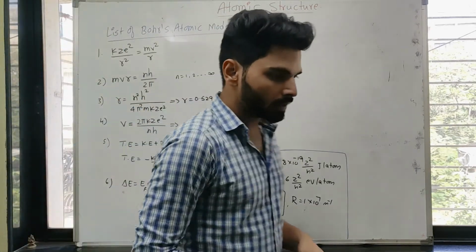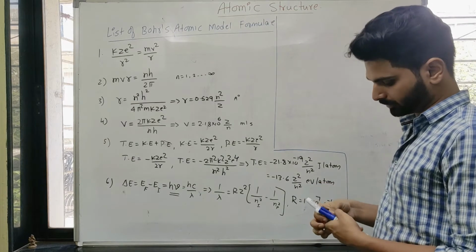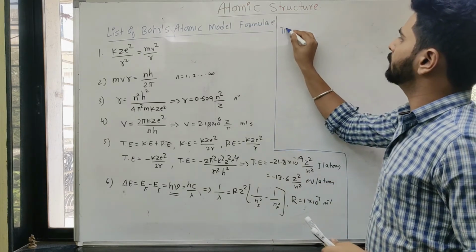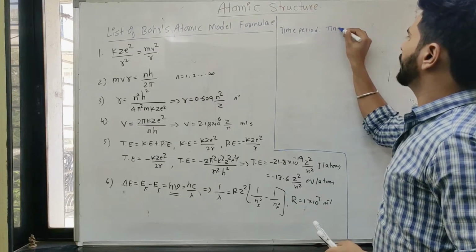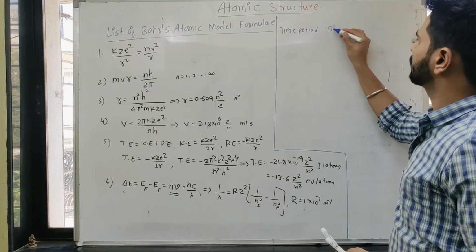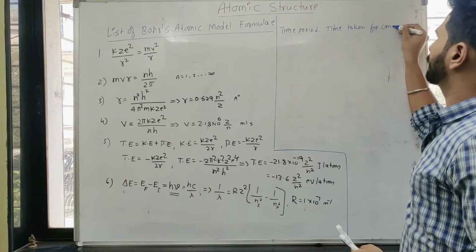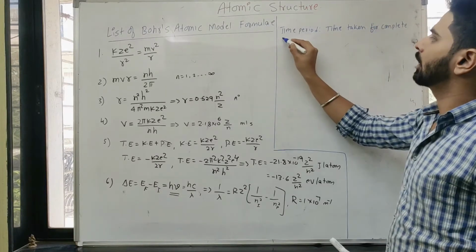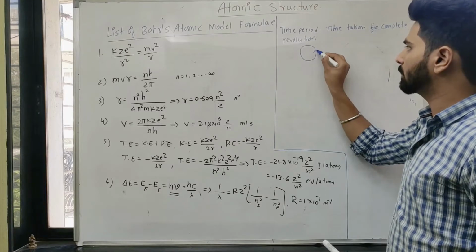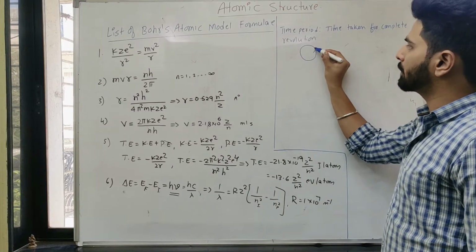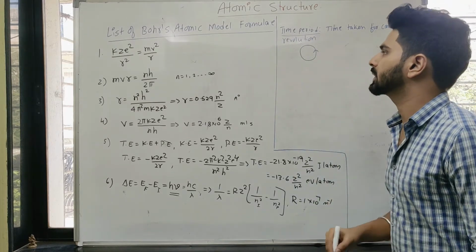So apart from this formulae, we can also have something called as time period. Time period is nothing but time needed or time taken for complete revolution. Now here we are talking about atom moving in a circular manner. So from here to here, to complete one circle, how much time is needed? So that becomes time period.